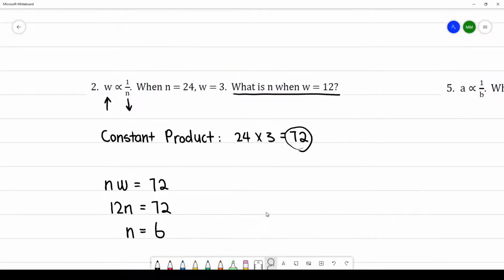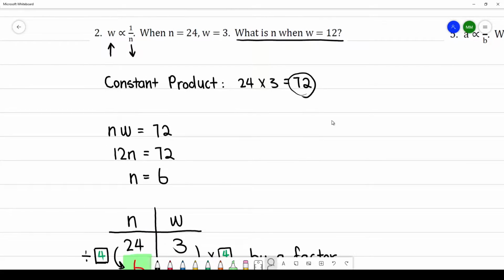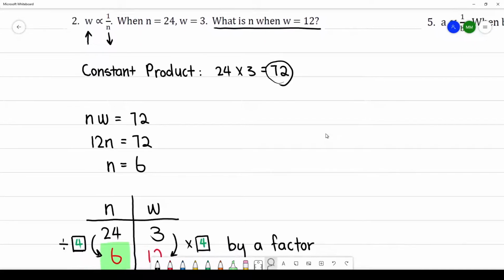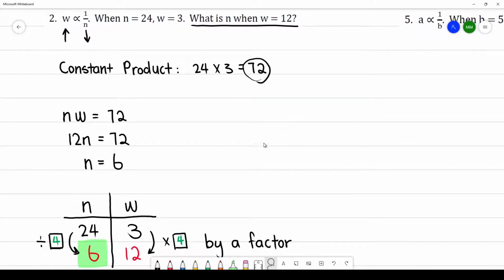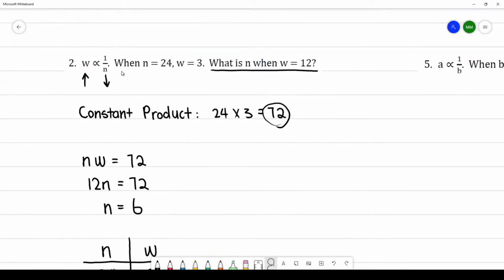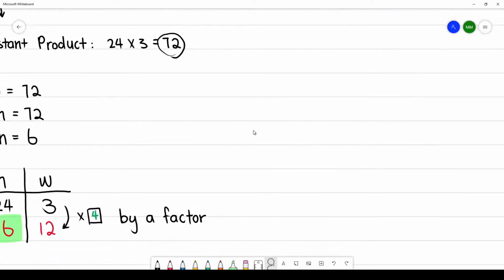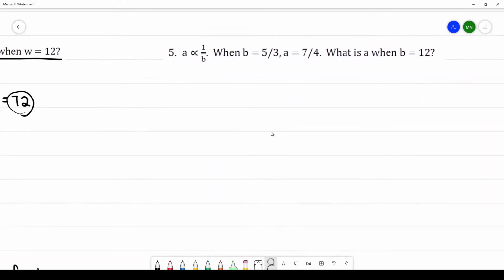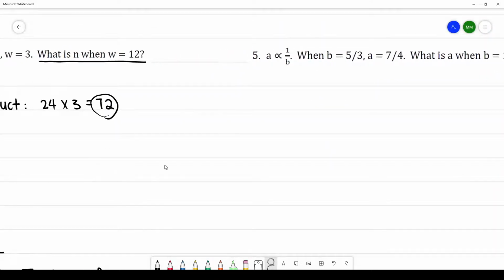So always remember for inverse proportion, when one variable goes up, the other variable goes down. Some of you made the mistake of, when you times it by a factor on one side, doing it to the other side again. So when you times it by 4, you times the other variable by 4 again. That is called a direct proportion. That's not inverse proportion.